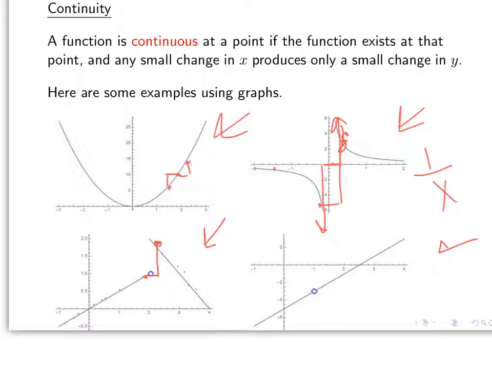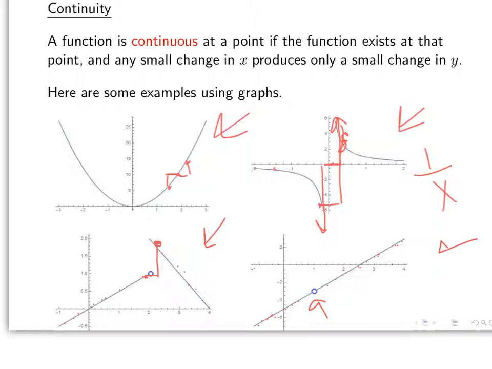If I move over to my last function, again, if I take any of these points over here, or any point down here, and I move just a little bit in the x direction, then I've moved just a little bit in the y direction. And actually that's true along any of these points. However, in order to be continuous, my function again has to exist. And this open circle here shows that the function does not exist at x equals 1. Since it doesn't exist at x equals 1, it cannot be continuous at x equals 1.